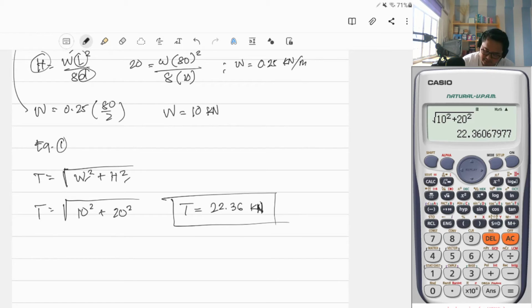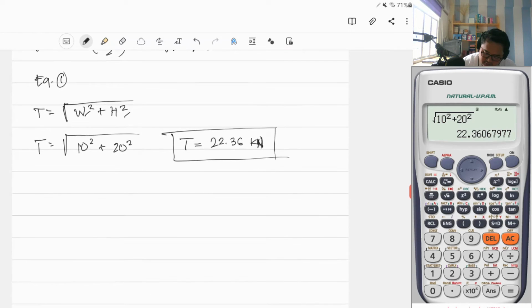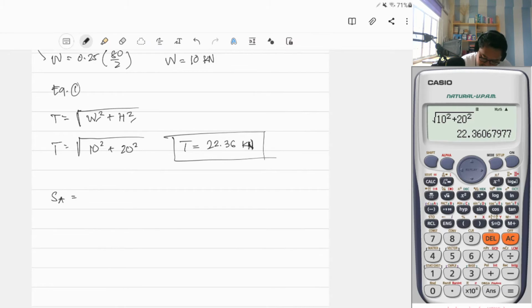So next is the length of the cable. We have to solve the approximate and the exact. Let's solve first the approximate. S, I will call this S_A, is equal to, the formula is L plus 8D squared over 3L minus 32 D to the fourth over 5L cubed. Okay, we have L, D, what else?